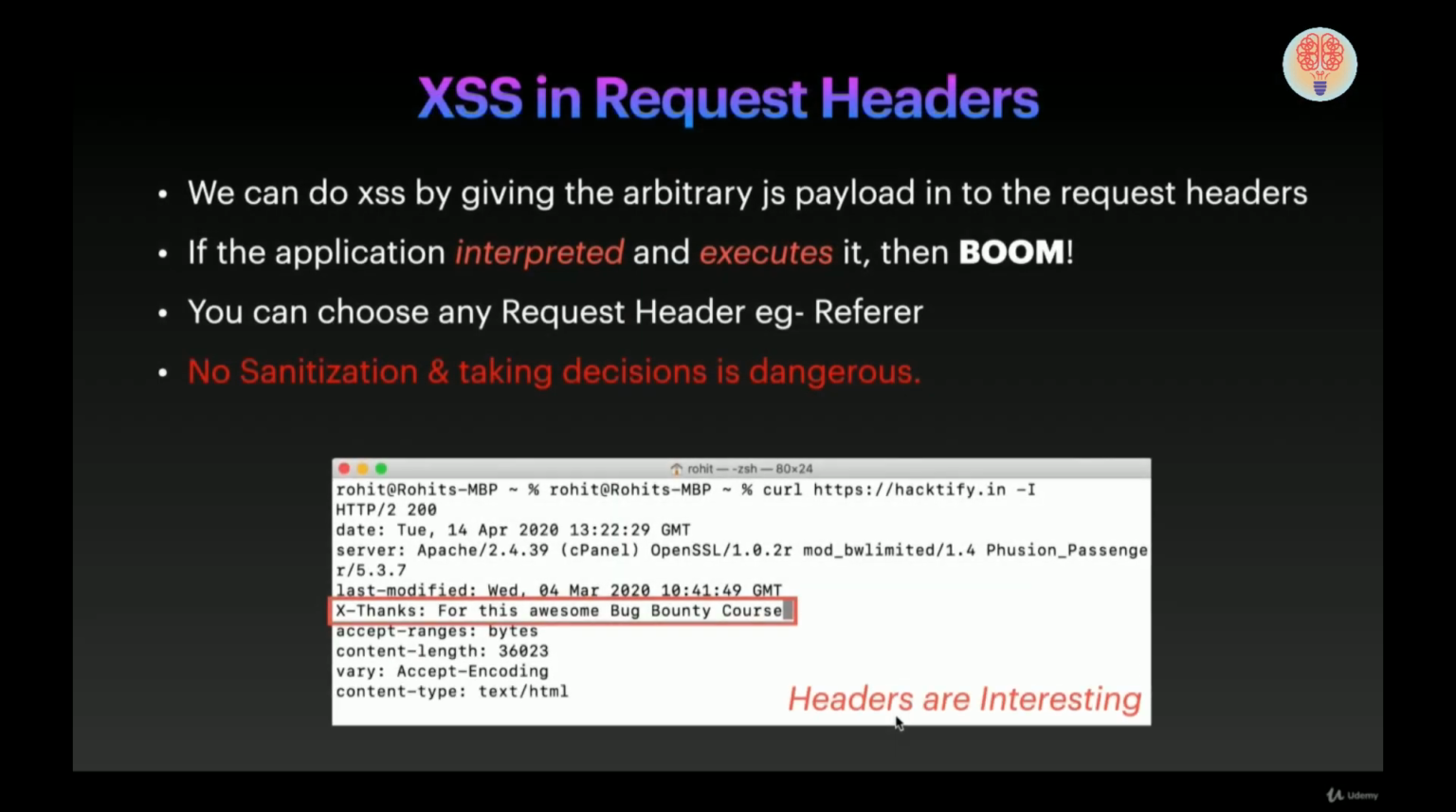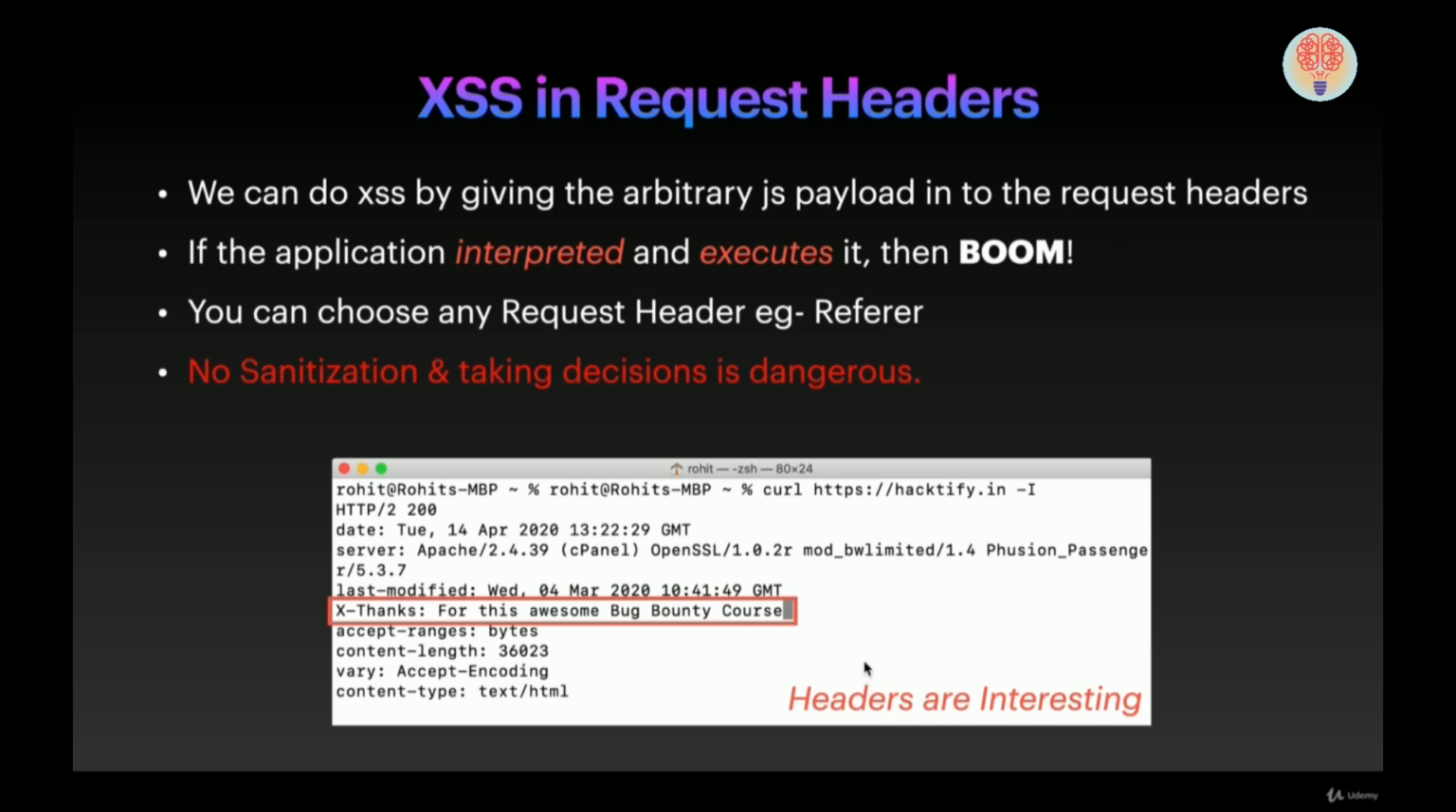Hello everyone. So in this video, we are going to see how we can do XSS in request headers. We can do XSS by giving an arbitrary JavaScript payload into the request headers, and if the application interprets and executes it, then the application is vulnerable to cross-site scripting. You can choose any request header. For example, we are going to choose the referrer header.